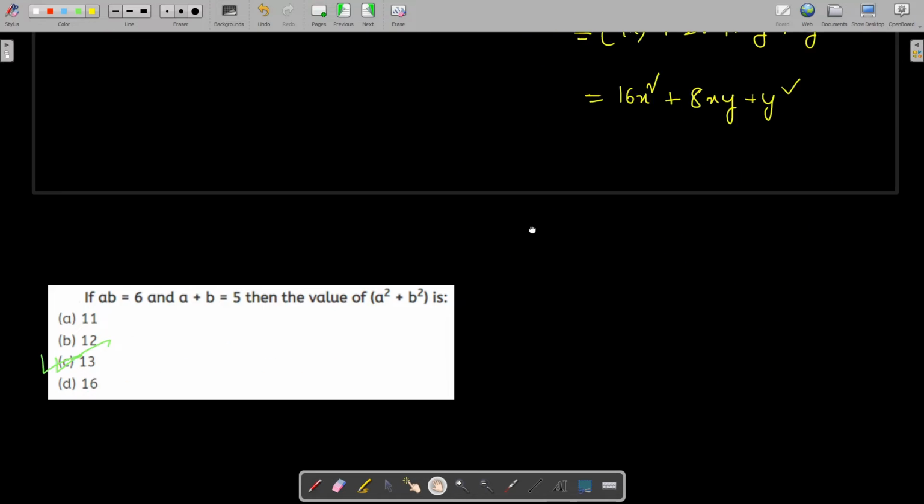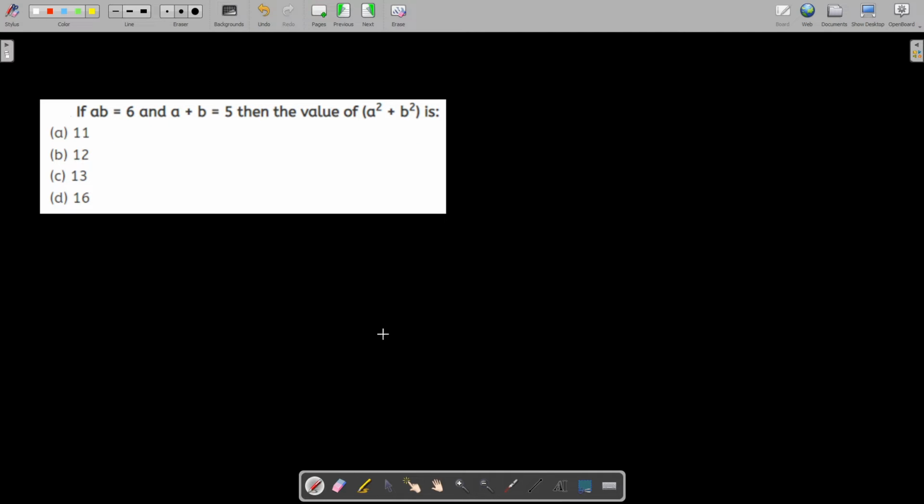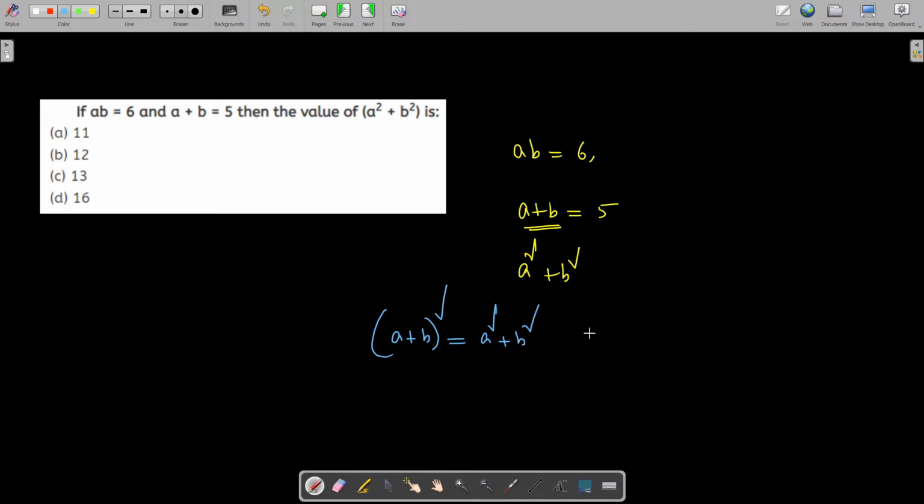Let's try the next question. In this question, it's given ab equals 6, a plus b is equal to 5. We need to find the value of a square plus b square. Since a plus b is already given, we will start with (a + b) whole square. So what's (a + b) whole square? It's simply a square plus b square plus 2ab. Now the value of a plus b is given, which is 5. So we'll write 5 square over here.